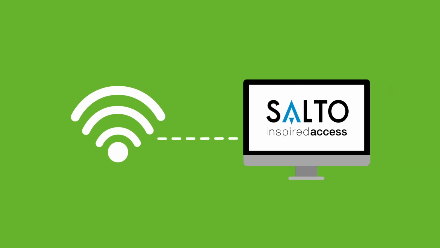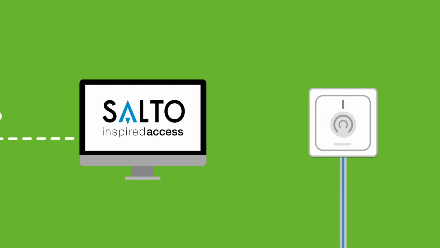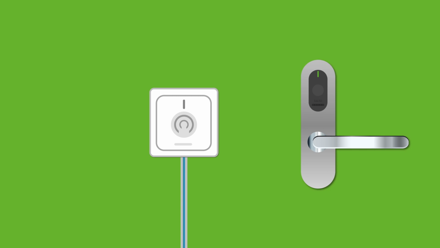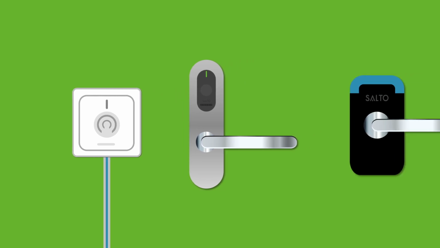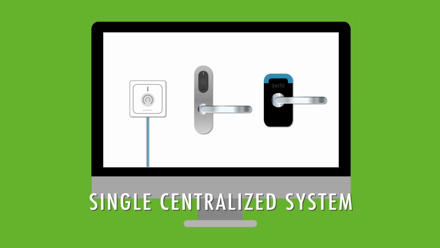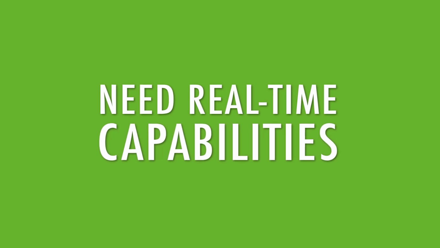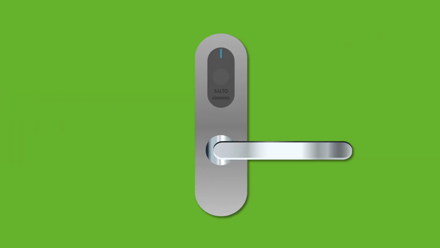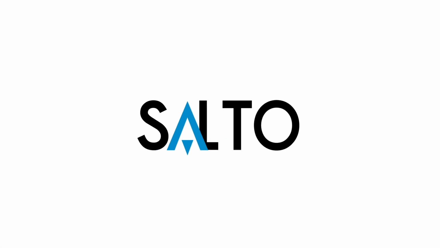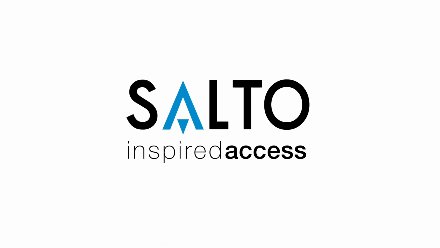SALTO's wireless technology is fully integrated with your existing SALTO infrastructure, allowing you to mix wired locks, SVN data on card locks, and wireless locks, all managed from a single centralized system. And in the future, as your needs change, SALTO can adjust to them. So if any of your SVN locks ever need real-time capabilities, the locks can be easily upgraded. SALTO's wireless system, affordable real-time security, customized for your needs now and in the future.